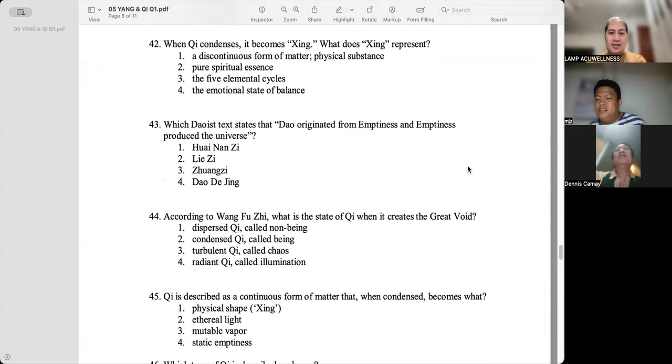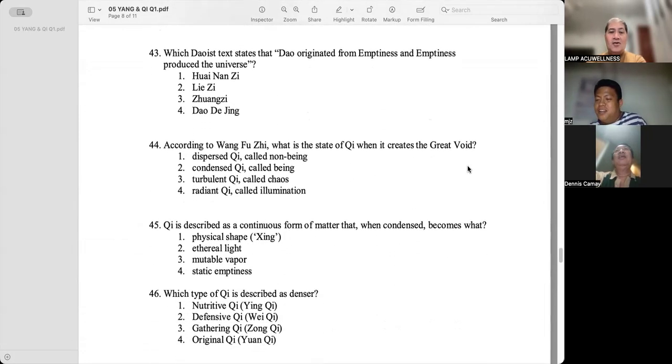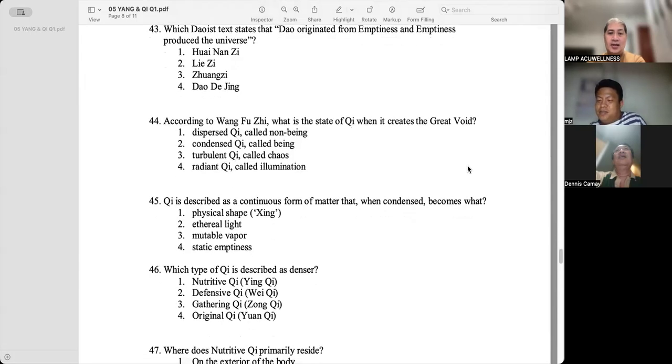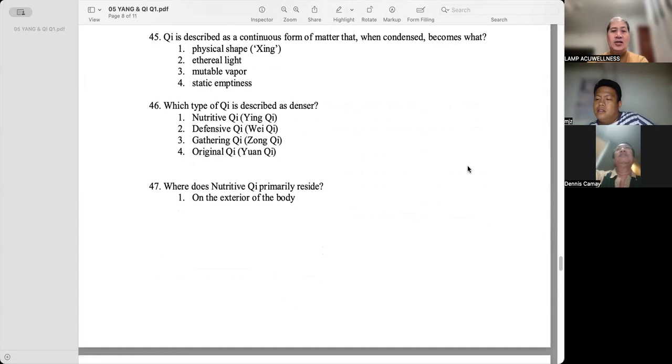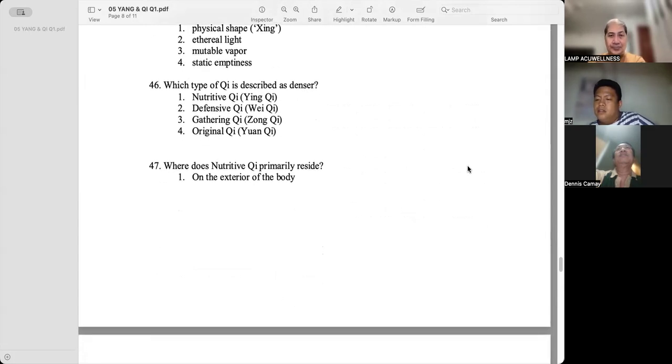Which Taoist text states that Tao originated from emptiness and emptiness produced the universe? According to Wang Fu-Tzu, what is the state of qi when it creates the great void? Dispersed chi called non-being. Qi is described as a continuous form of matter that when condensed becomes what? Physical shape. Which type of qi is described as denser?